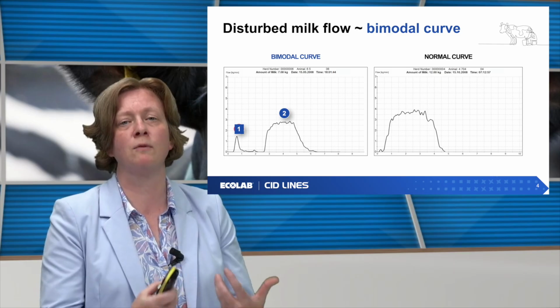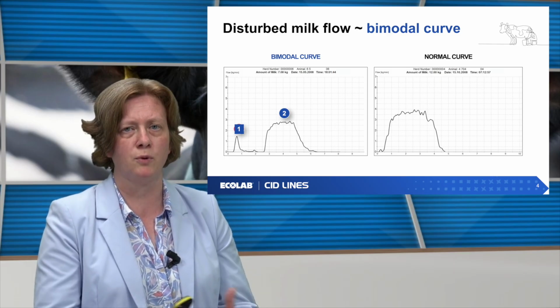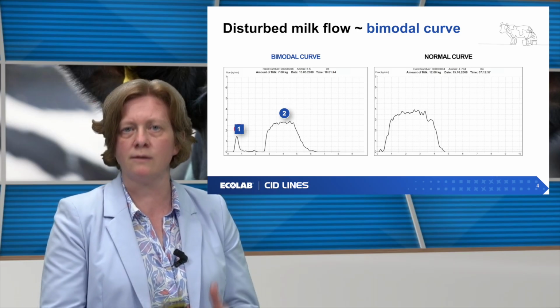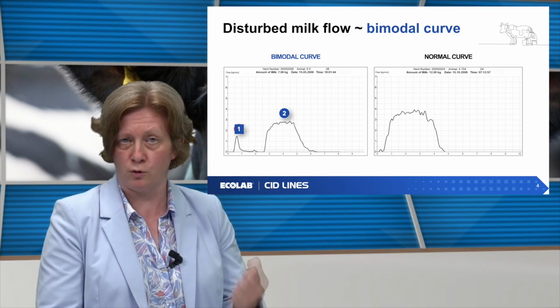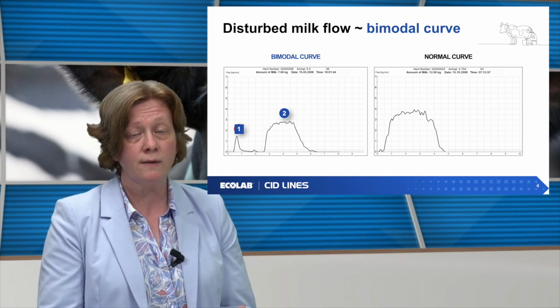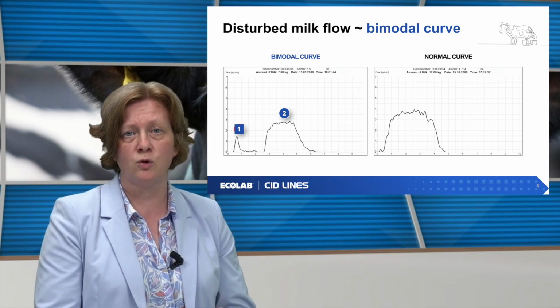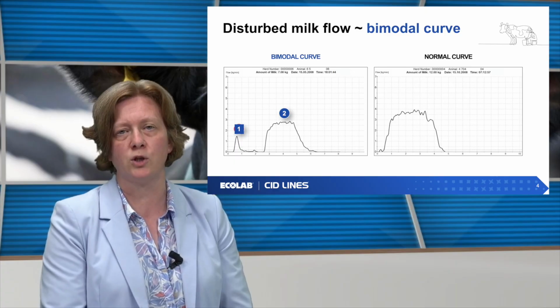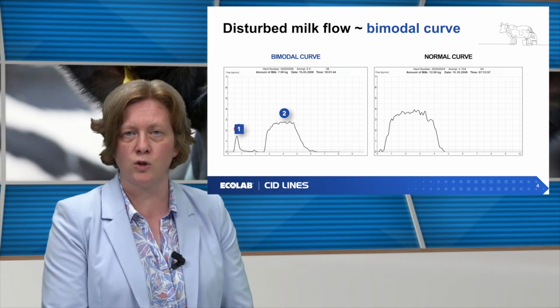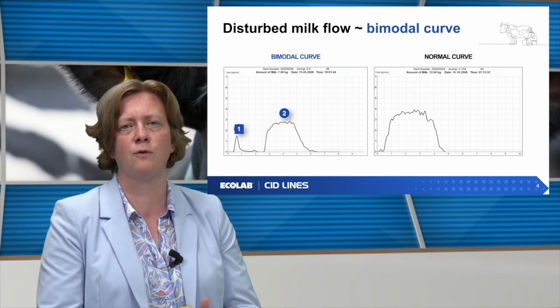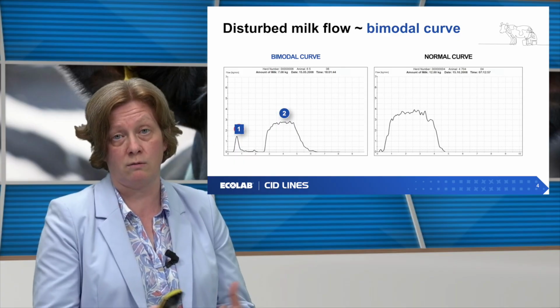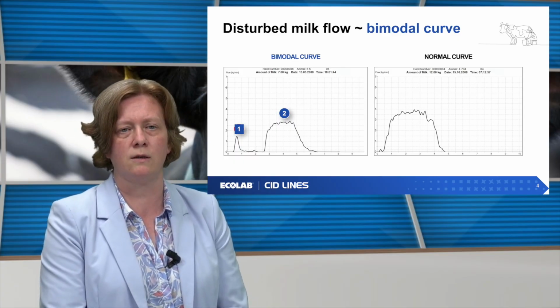Now what happens if we have a poor pre-milking routine? A poor pre-milking routine can mean that the stimulation is not long enough, so the fore-stripping and wiping, or it can be that the interval between the start of the preparation and then cluster attachment is too short, so that we don't give enough time to the cow to eject the milk, to release the milk.